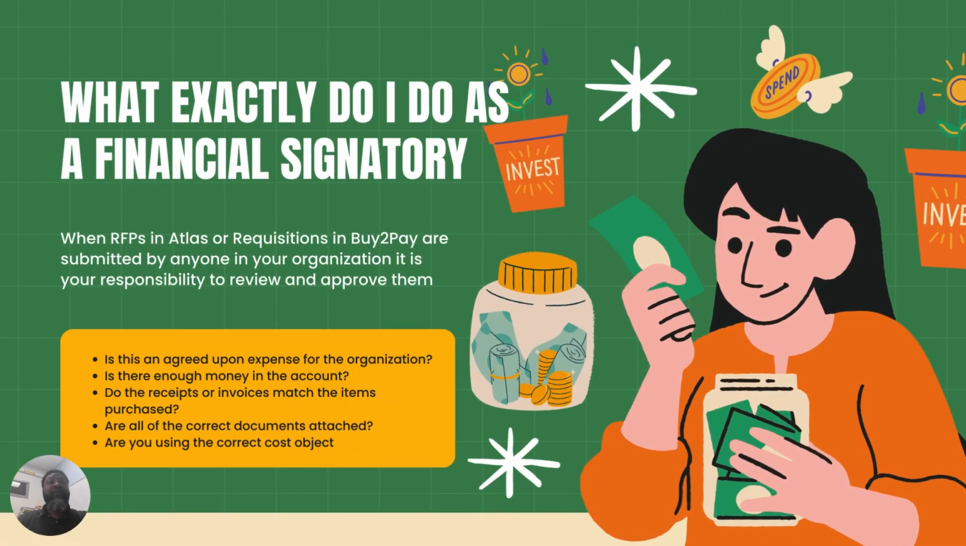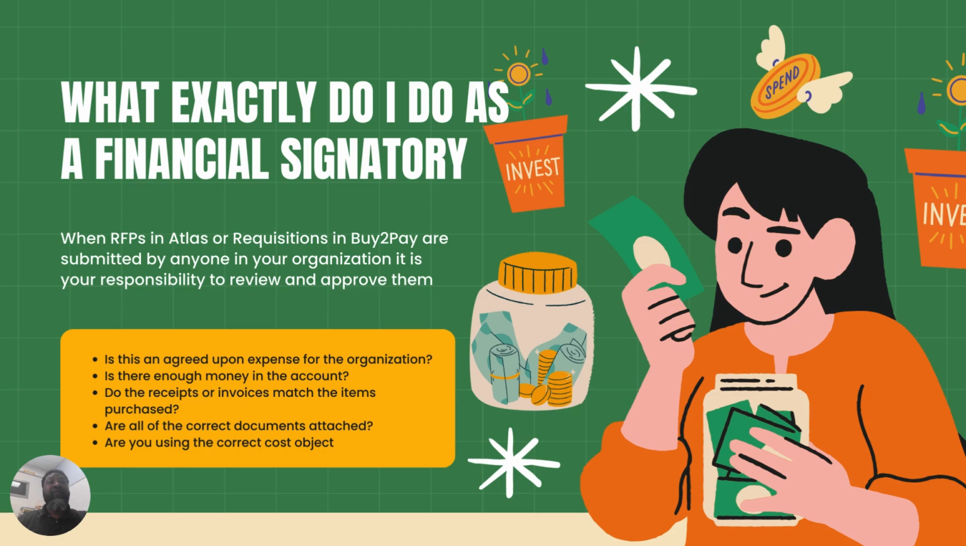What do I do as a financial signatory? Well, as a financial signatory, you are responsible for being the last line of defense for any expenses within your organization. So when a member of your organization places an RFP in the system, a request for payment or reimbursement, or creates a requisition in buy to pay, they will send it to you for your approval.